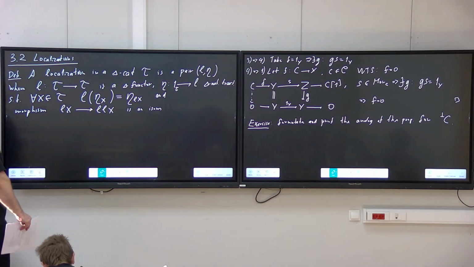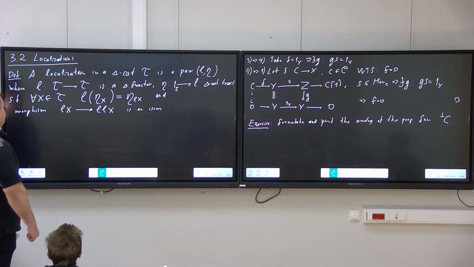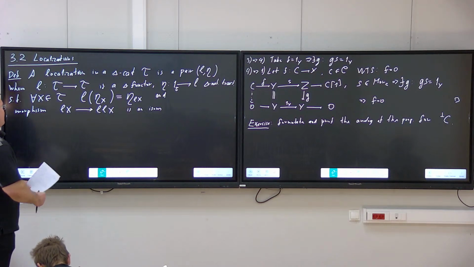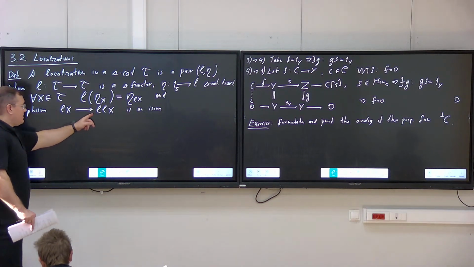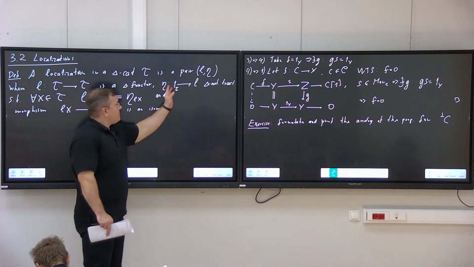L looks like a projection. Well, since I essentially am assuming that L is the same thing as L squared, but I also assume that there is a canonical map from the identity to L.